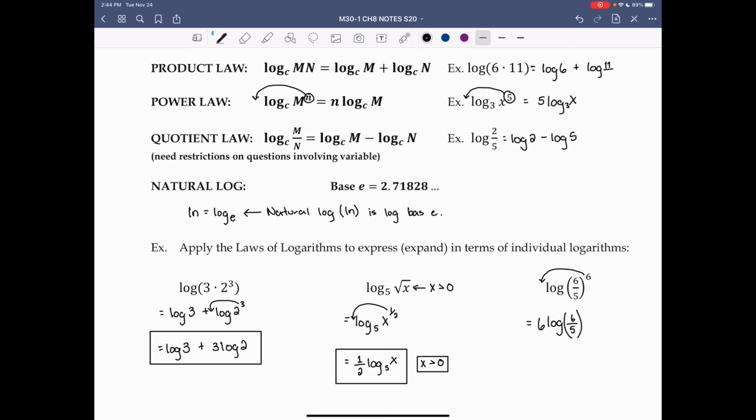Then we have the quotient law. We can write this as the difference of two logs. We get 6 and then bracket log of the numerator, which is 6, minus log of the denominator, which is 5, close bracket. I had to put brackets around the logs because that 6 applies to both logs. Then I can either multiply the 6 in or just leave it factored like this.